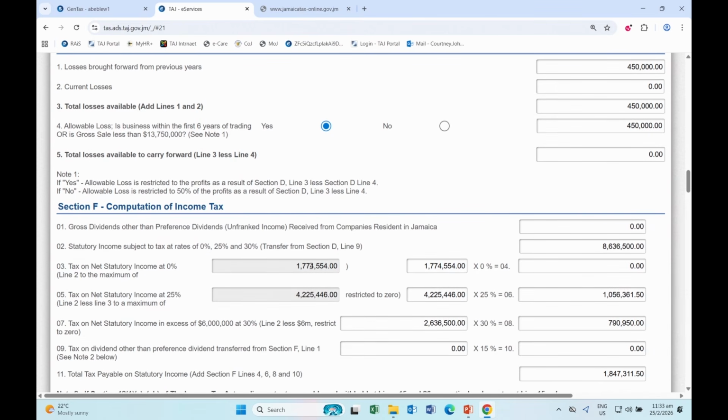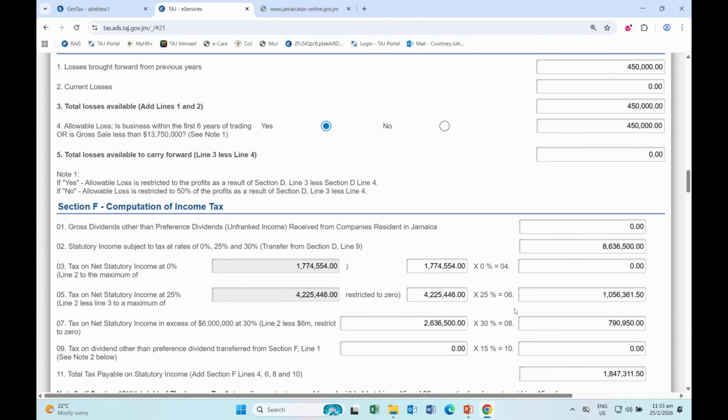Now from that, we're going to be calculating the income tax. The first $1,774,554 is taxed at zero. That's what we call the nil rate, or the threshold. So that's the portion of his income that would not be taxed for income tax. The next $4,225,446 is going to be taxed at 25%. And 25% on that is $1,056,361.50. The amount that is in excess of $6 million is $2,636,500, and that is taxed at 30%.